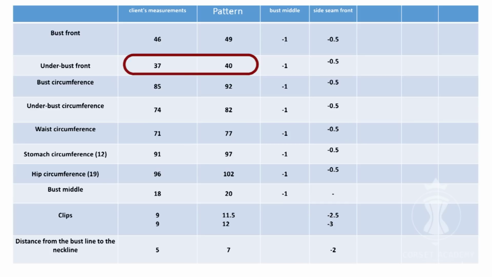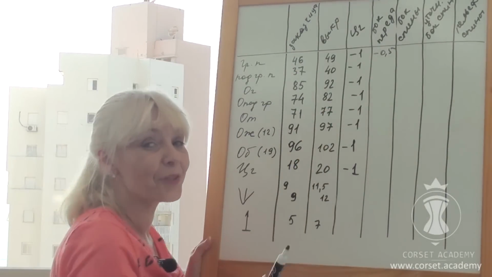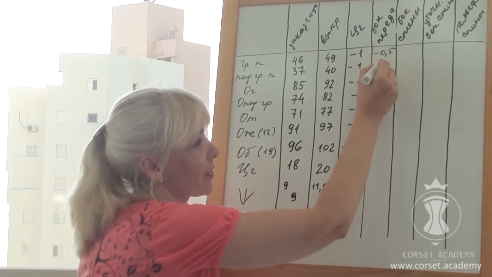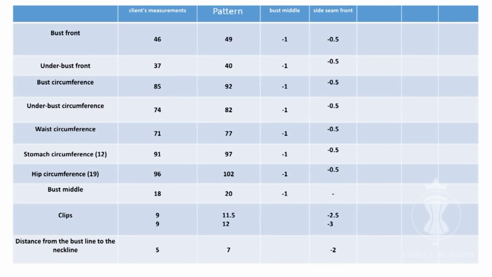But I have already reduced the bust front measurement by 2 centimeters. 40 centimeters minus 2 centimeters equals 38 centimeters. Therefore, 37 centimeters minus 38 centimeters equals -1 centimeter. I divide -1 centimeter in half. As the result, I need to shift the side seam of the front 0.5 centimeters inwards at the level of the under bust front measurement. I write -0.5 centimeters in the table, column 5, line 2.